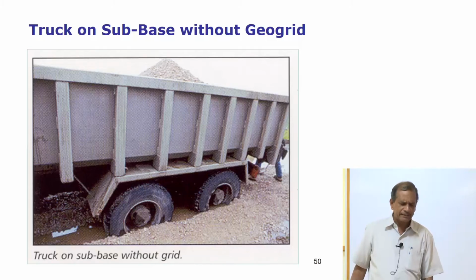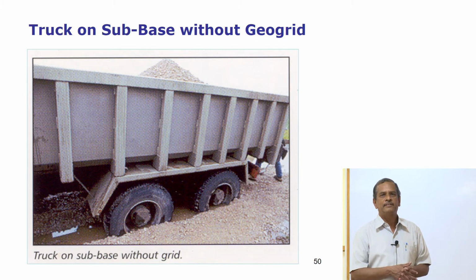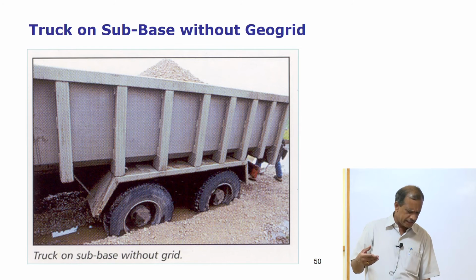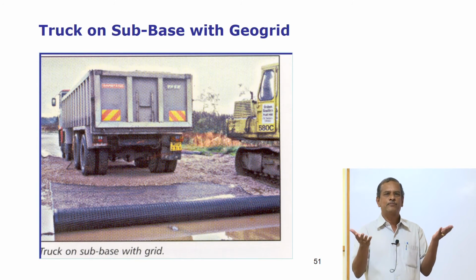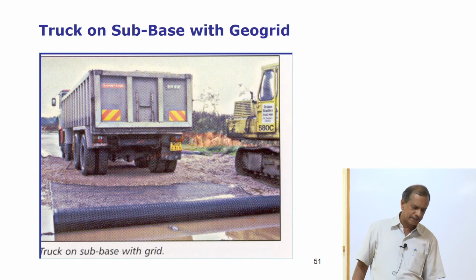Alternatively, there are other new materials that are coming. For example, if the surface subgrade is weak, a truck cannot run on that. Alternatively, if I introduce a geogrid into the layer, the subgrade gets more support, and a truck can move. So that's another application of geosynthetics.